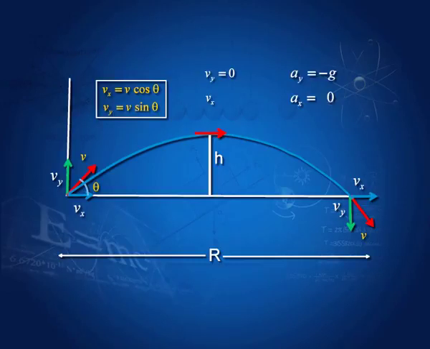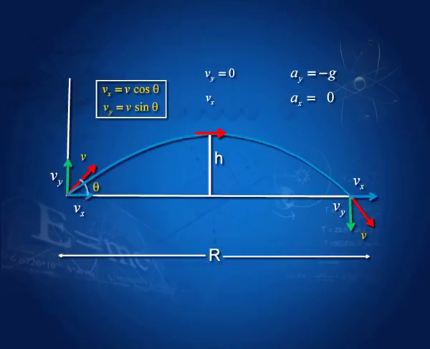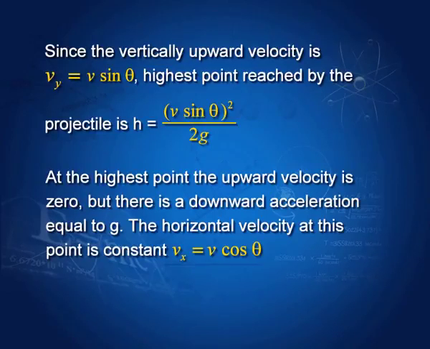V x is the same and v y is also the same because of conservation of energy. So, this is the path followed by a projectile. This is the path followed by a ball hit by a batsman. Vertically upward velocity is v y equal to v sin theta. The highest point reached is v sin theta whole square by 2 g.